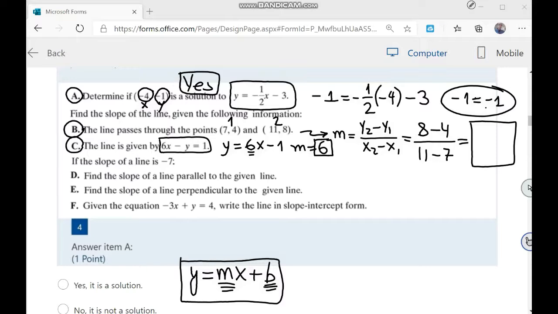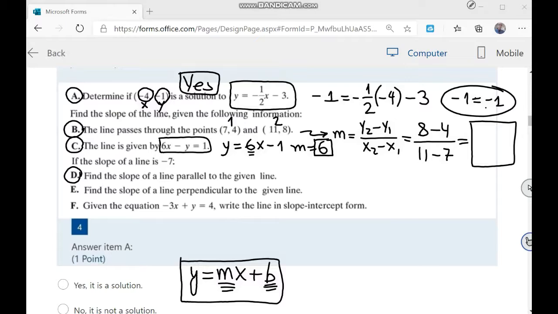Okay? May I keep going? Or if you want any explanation, let me know. Type here in the chat. I'm going to go on. Letter D now.